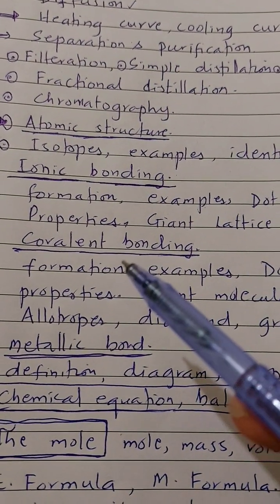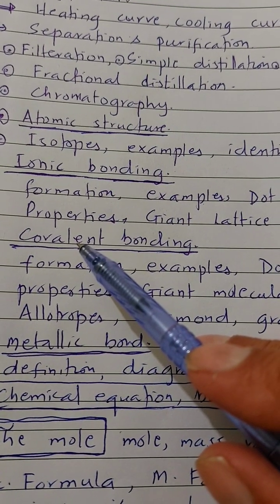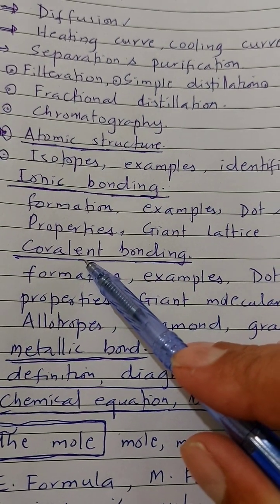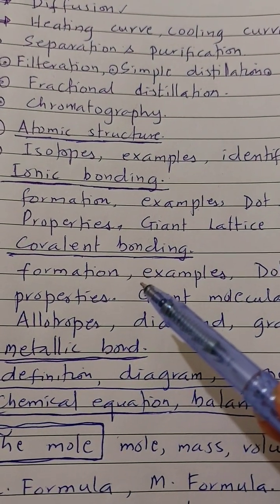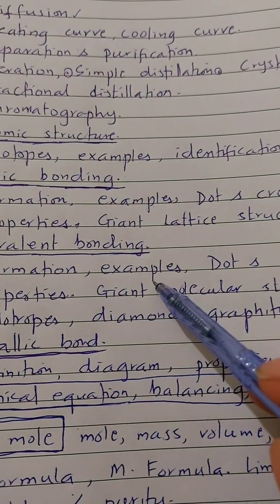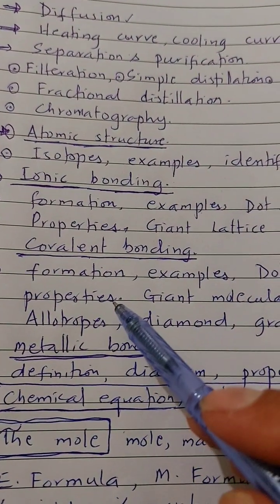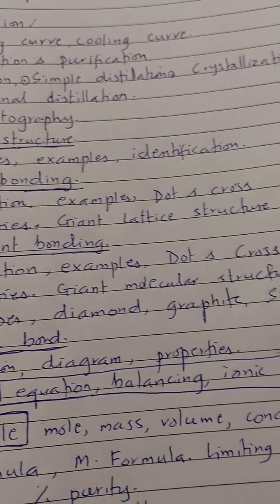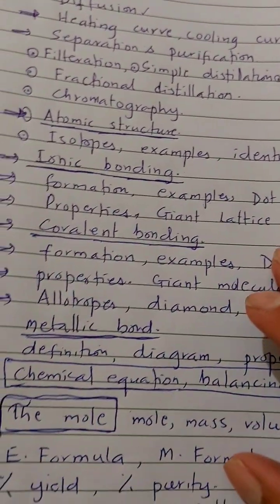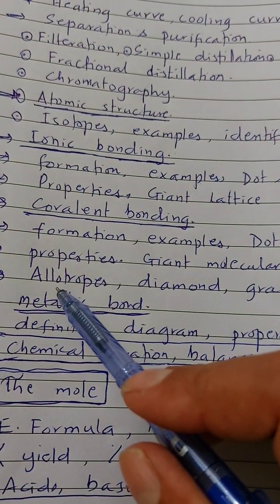Then we have to focus on the topic that is covalent bonding after the ionic bonding. Same topics will be there, like formation, examples, dot and cross diagrams, then properties, and then we will discuss the giant molecular structure. And in this giant molecular structure, we have to discuss the allotropes.